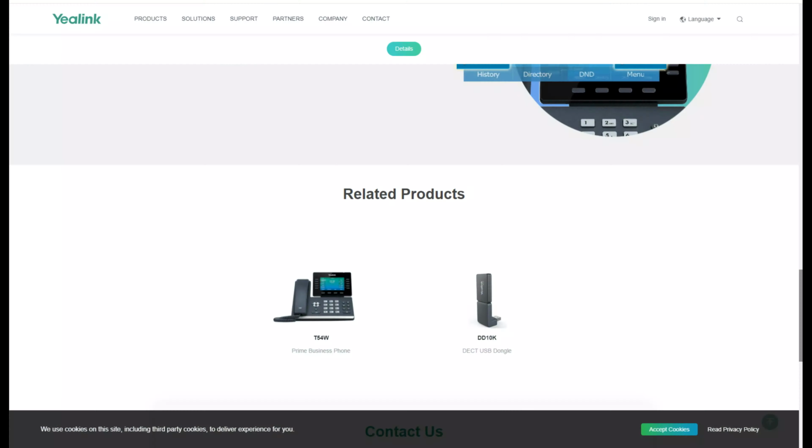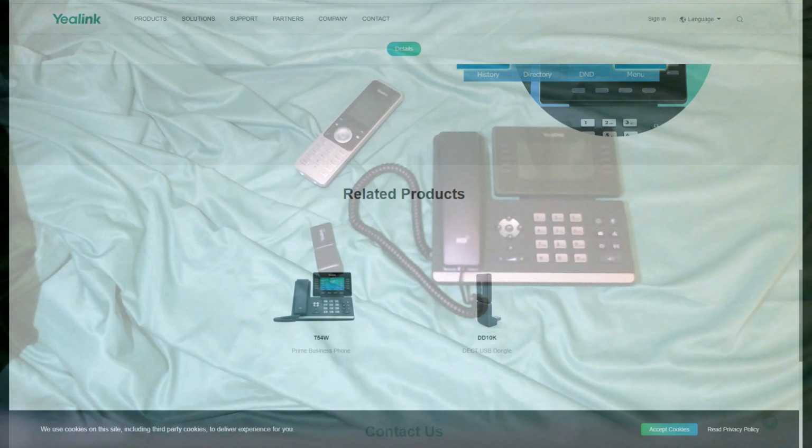Now, the devices that I'm talking about here, that you see physically on the floor, you can look at on the site as well in order to get that information. You see the phone on the left, which is the T54W, as well as the DD10K DECT USB dongle that is attached to it.